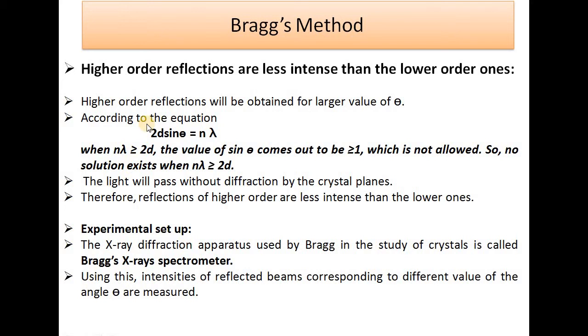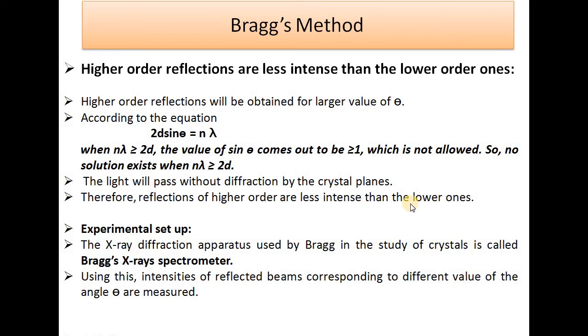As we see in this equation, sin theta is equal to n lambda by 2d. If n lambda is greater than or equal to 2d, then sin theta is greater than or equal to 1, and that is not allowed. So no solution exists when n lambda is greater than or equal to 2d. Thus for higher orders, we will not get the diffraction pattern. Light will pass without diffraction for the higher orders by the crystal planes. So reflection of higher order will be less intense than the lower ones.